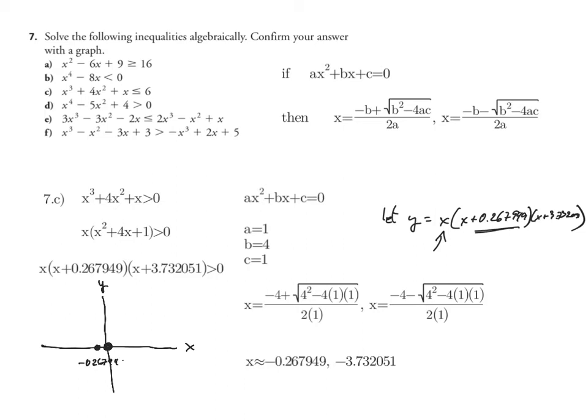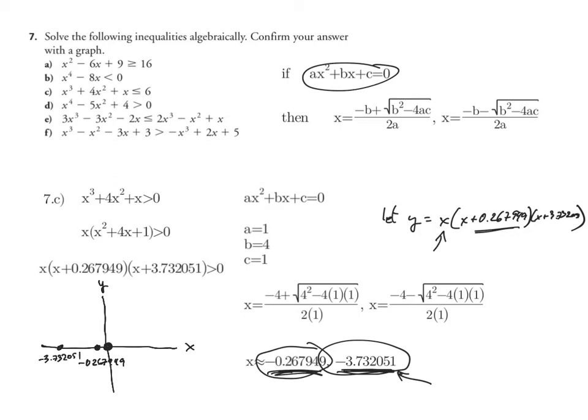Negative 0.267949. We already knew that that was going to be one of our zeros, because when I let this equal 0, that's the answer. So that's definitely going to be the answer when x is 0. This one, when that equals 0, or sorry, when x is that, that's the other time that it equals 0. So definitely negative 3.73 is my other 0. So there are my three zeros.